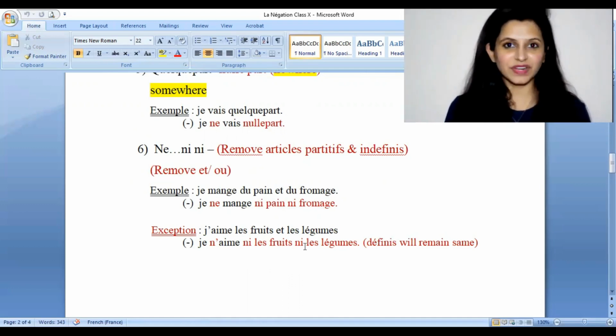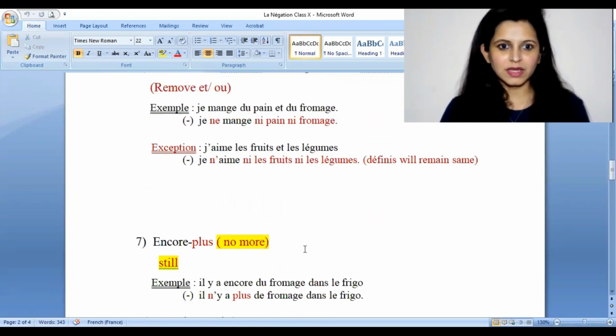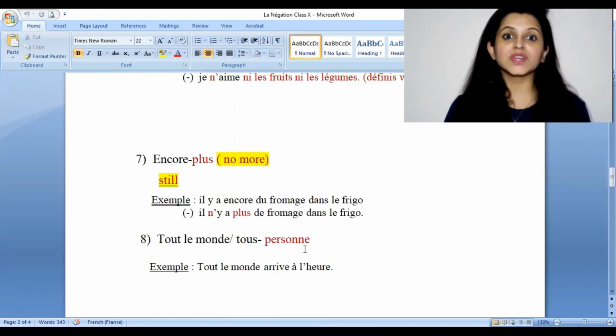I have written definite articles. So only partitive articles and indefinite articles need to be removed. Definite articles will be there. I hope you've understood till here. Let's move on to the next word, which is encore.